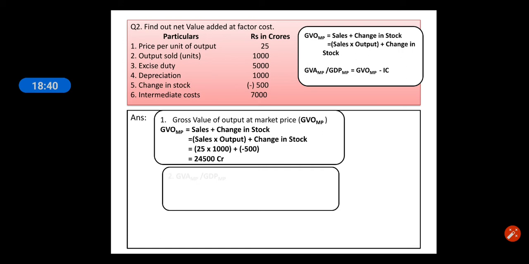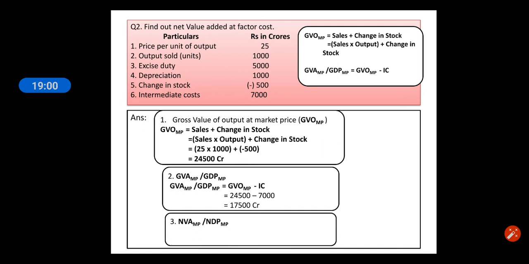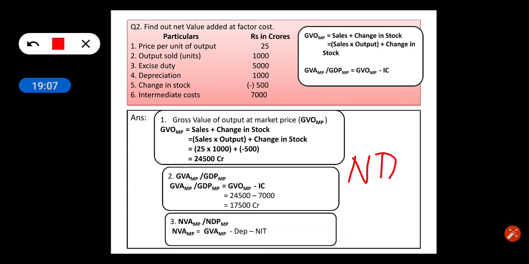After finding GVO, the next step is to find out GVA, right? And the formula of GVA is GVO minus IC. So 24,500 minus IC, which is given in Roman number 6 as 7,000, and you get the answer 17,500. Then what do we have to find? We have to find NVA or NDP at FC, right? So it's all about conversion, okay? We have to convert to NVA or NDP at FC.